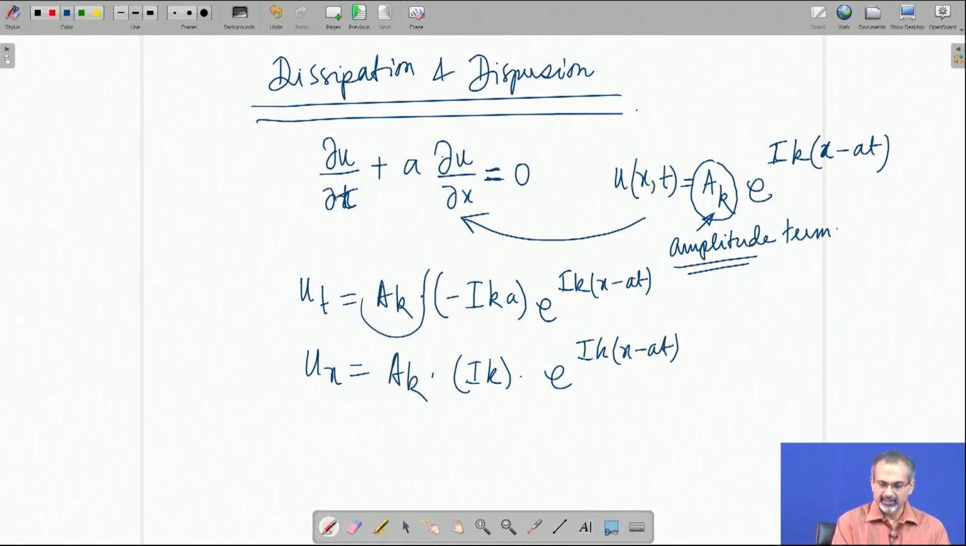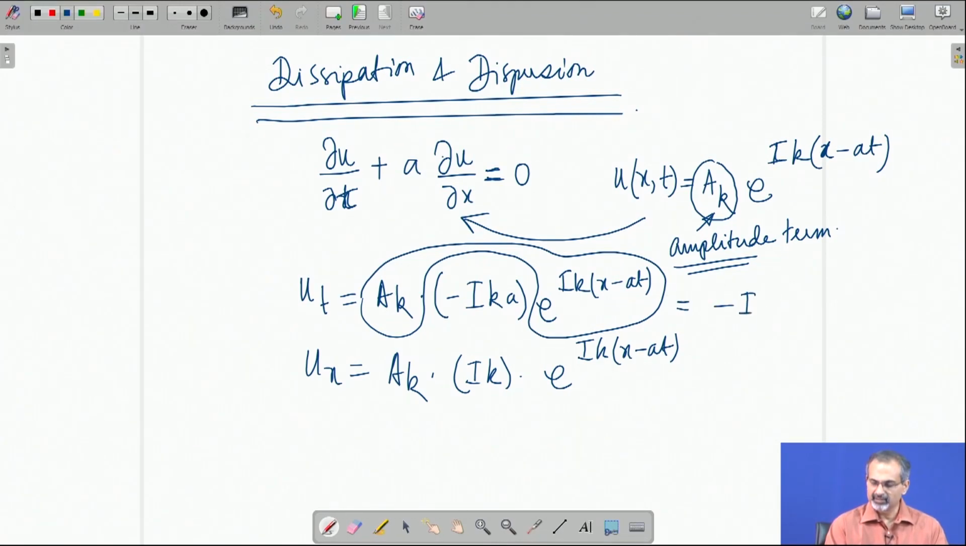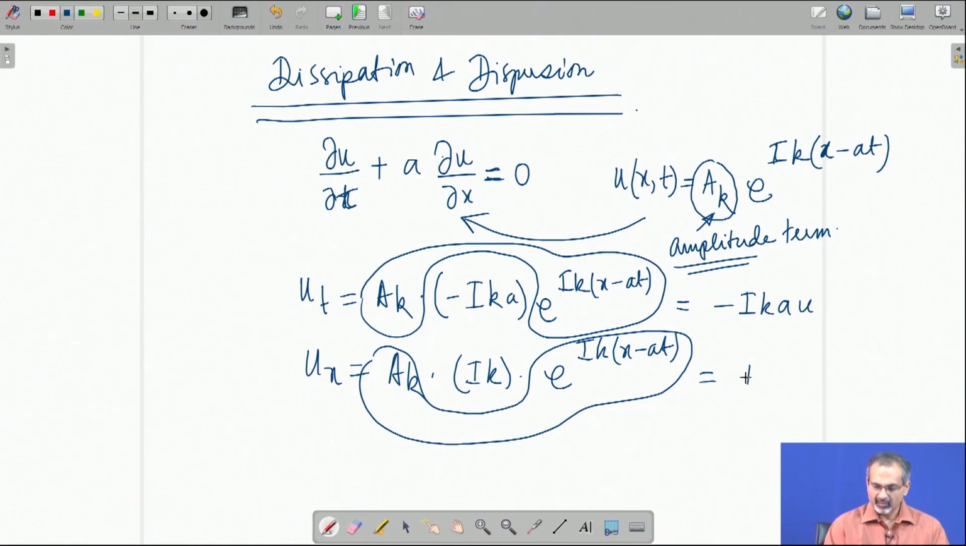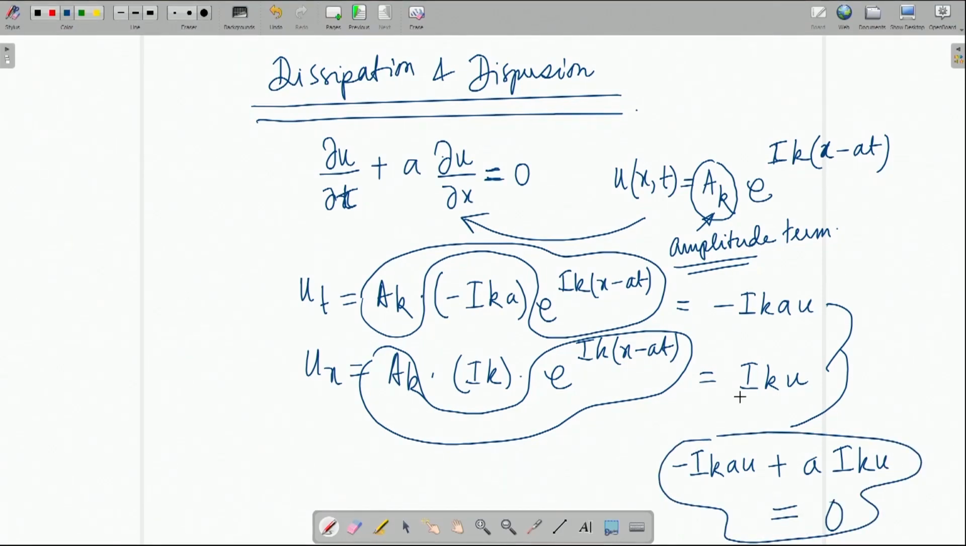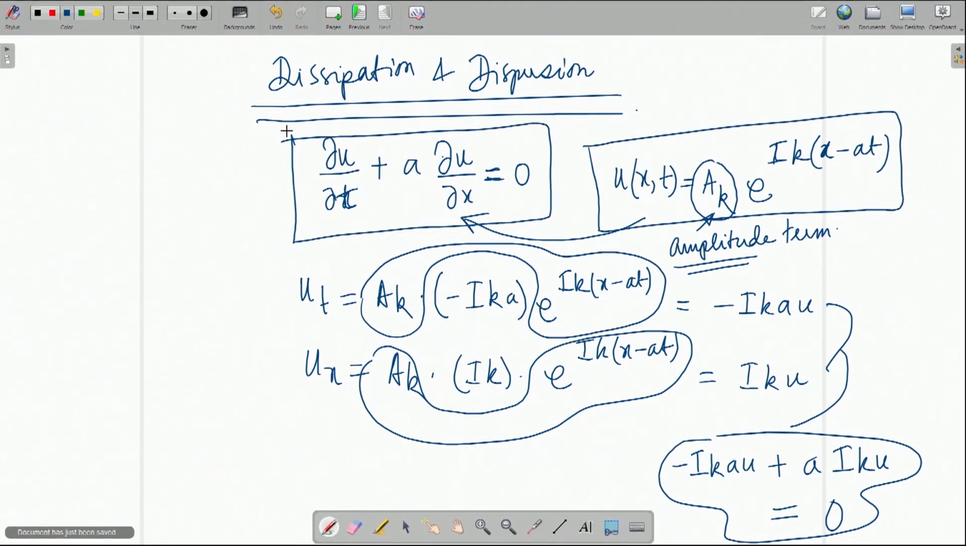Now, obviously, the a k into the exponential term is nothing but u itself. So, it is minus I k a u for u t, and it is I k u in case of u x. Now if you substitute these two expressions into the governing partial differential equation, you get minus I k a u plus a into I k u, which of course is equal to 0, and that proves that this form satisfies the exact partial differential equation.